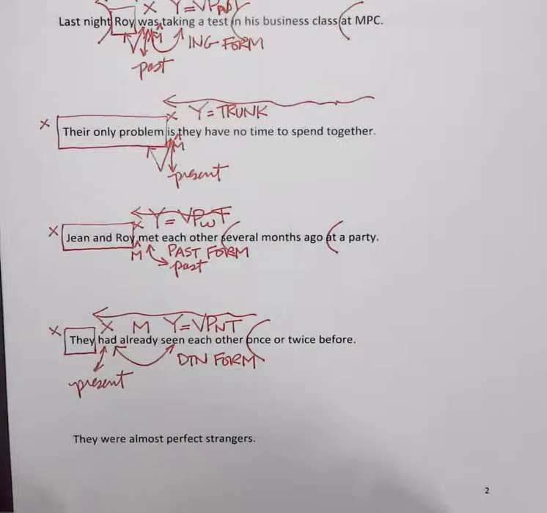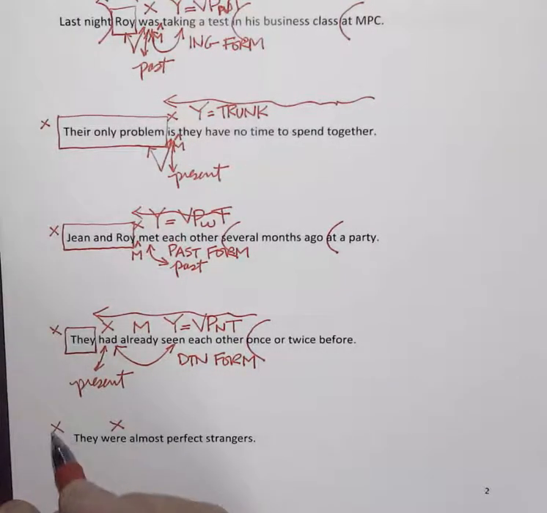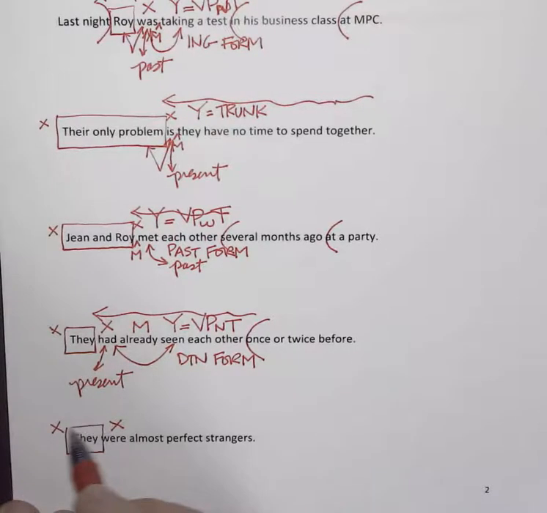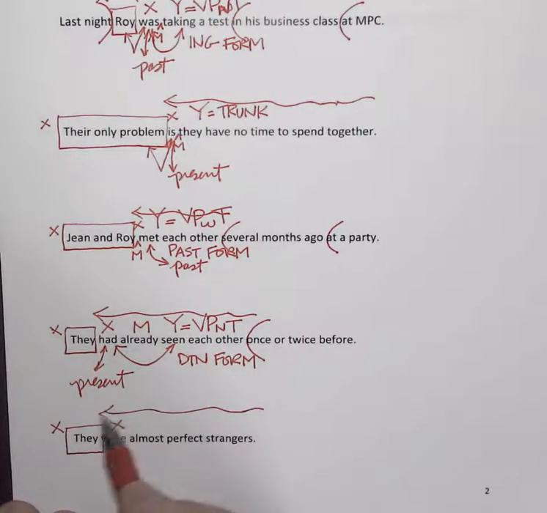They were almost perfect strangers. Okay, no shifters. Were is the X word. They is the subject. Predicate to the end. Now, we might think that almost is the M word, but actually it's not. Almost works together with perfect. They weren't perfect strangers, they were almost perfect. So almost perfect goes together. It means that the M place is empty. Everything left is Y. Were ties with they. Were ties with the past.